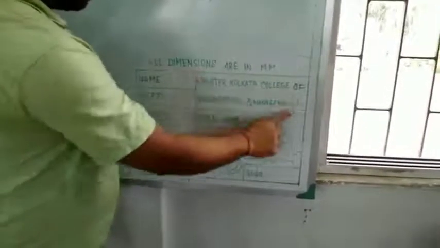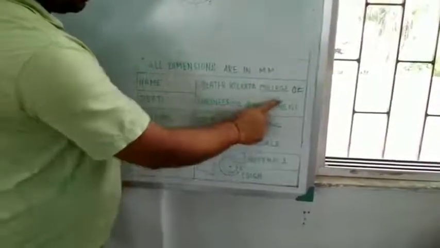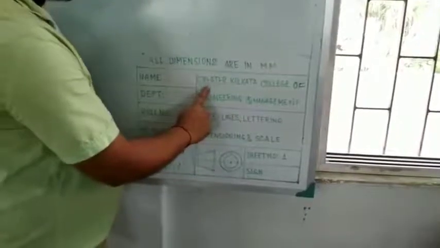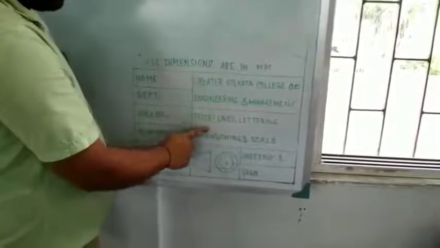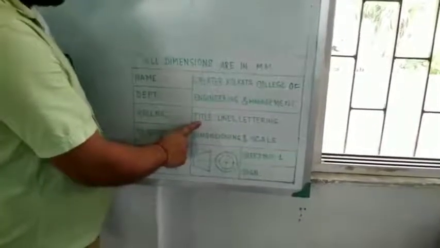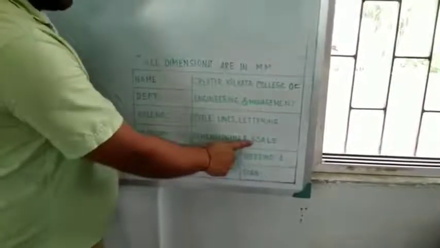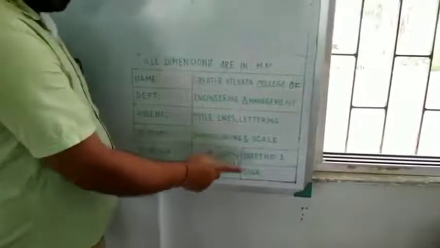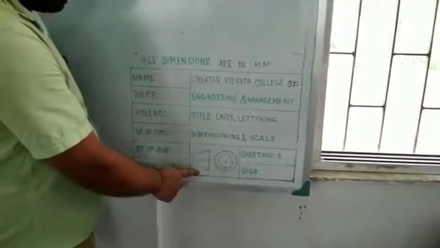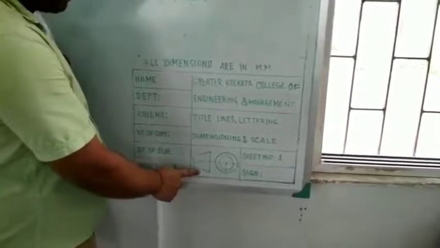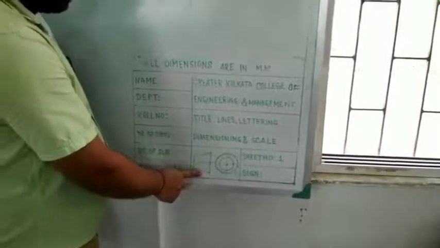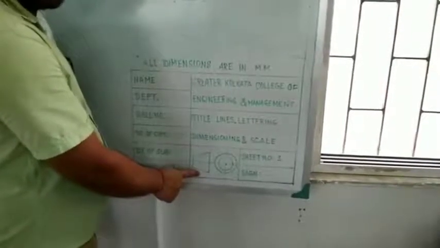Now, this portion you can see over here. Here will be the name of the college, that is Greater Kolkata College of Engineering and Management. In the next portion, it is our title of the drawing sheet. Here it is written as lines, lettering, dimensioning and scale. Similarly, for different modules, the title will be different. Now, coming to this portion, it is the projection symbol. This projection symbol signifies that you are drawing in first angle projection.